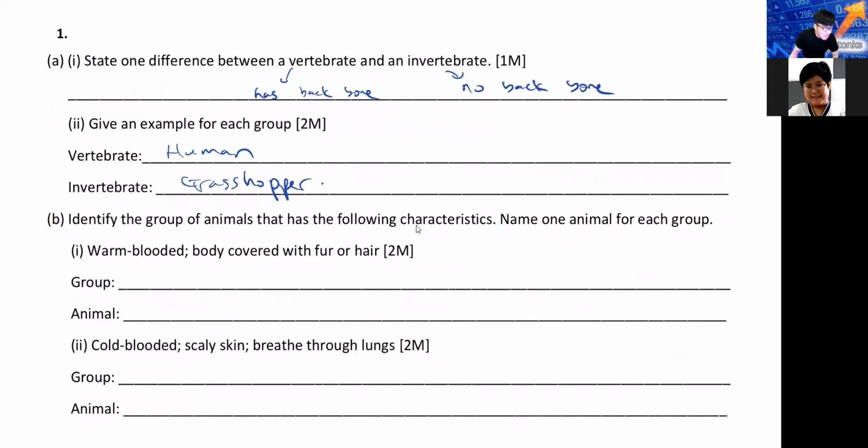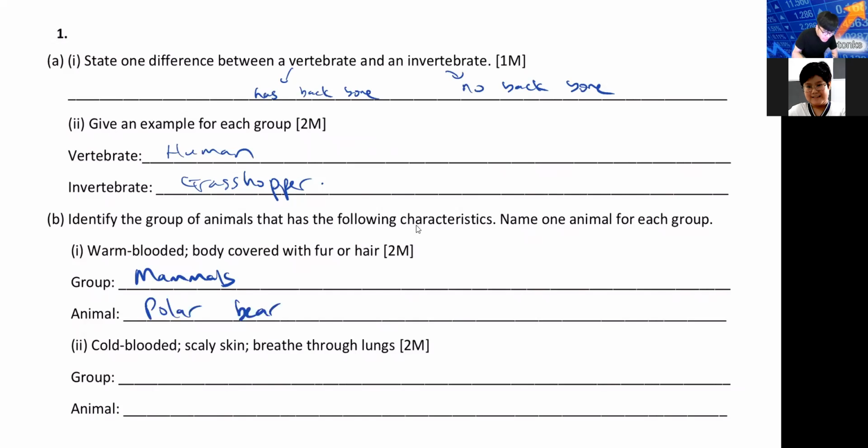All right, so body covered with fur or hair. When you see fur or hair, for sure this is mammal, because birds, they don't have fur and hair, they have feathers. All right, so it's gonna be your mammals. Okay, so animal, let's just say polar bear.